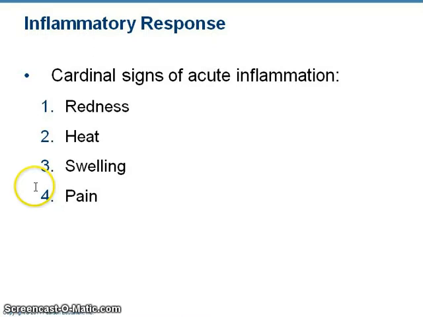This part is not important. We all know what inflammation is. It swells, it's red, it feels warm, and it doesn't feel good. You get pain.